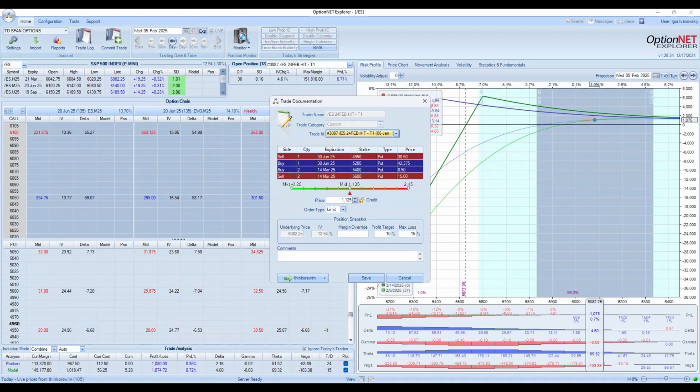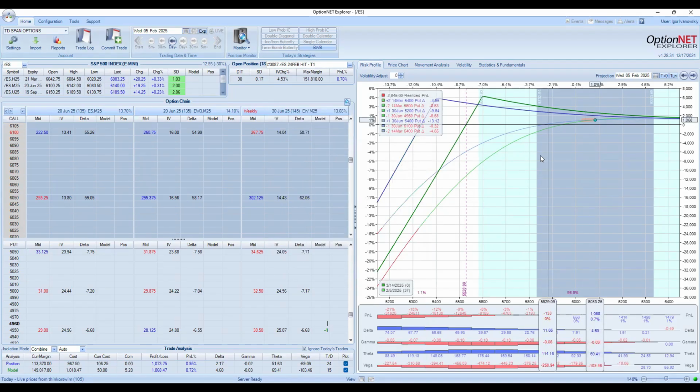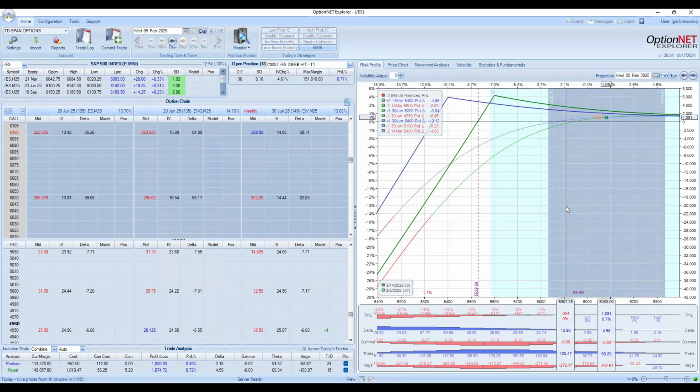Earlier today, I was filled for a $2.30 credit, which is divided by two. It was $115 in total. So I increased my net income for this trade by $115, right? I took a little bit more risk, right? So there's a trade off. You want more income? Okay. You're going to have to take a little bit more risk.